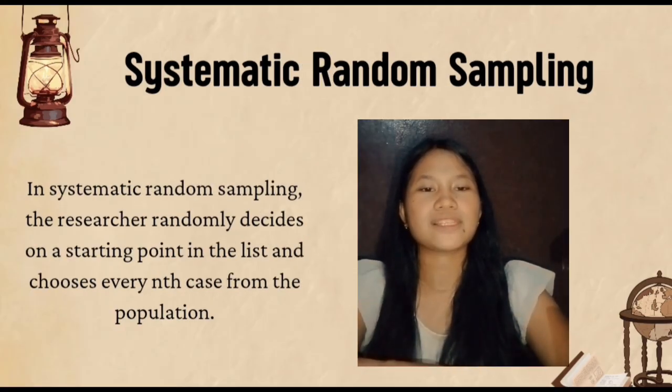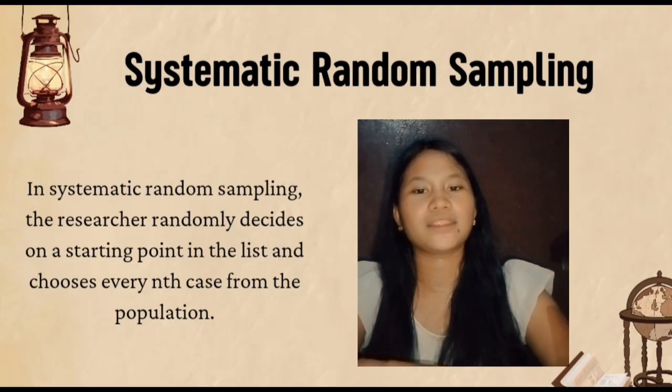Next, we have systematic random sampling. Here, the researcher picks a random starting point, then chooses every nth person on the list. For example, if we start at number 3 and choose every fifth person, the selected participants would be numbers 3, 8, 13, 18, and so on. And the importance of systematic random sampling is that it's organized and time-saving. It's very useful when the population is large and you want to make sure the sample is evenly spread out.